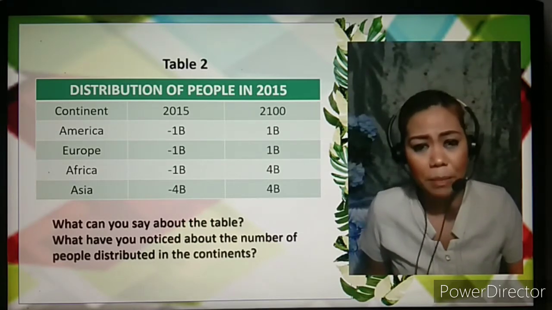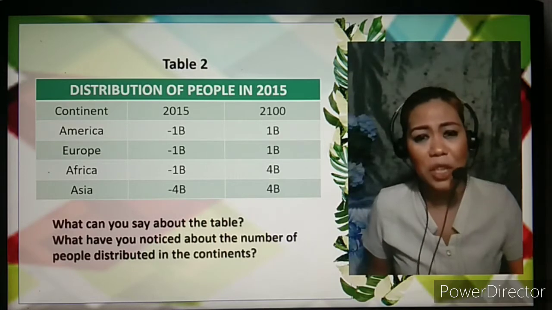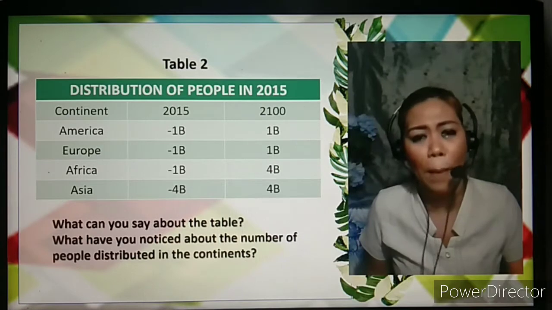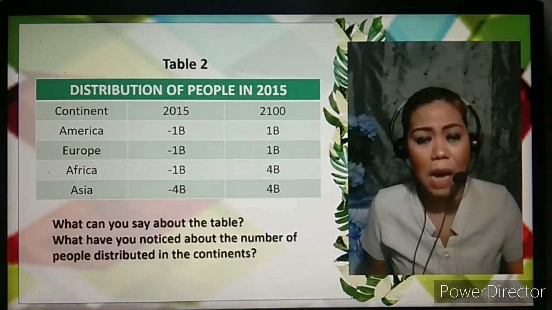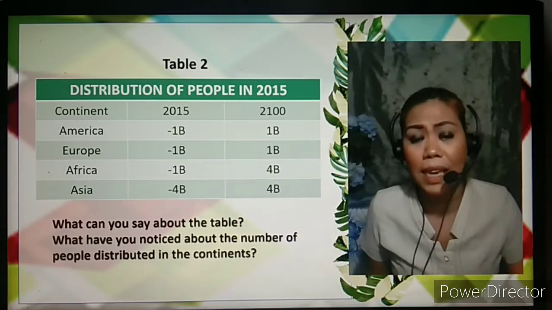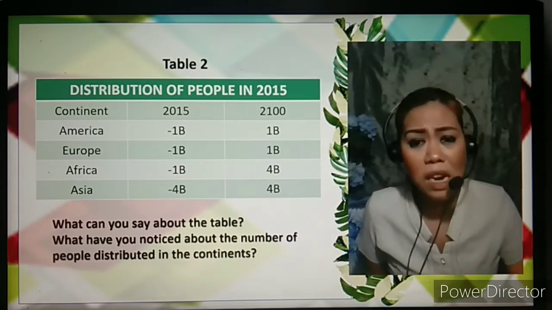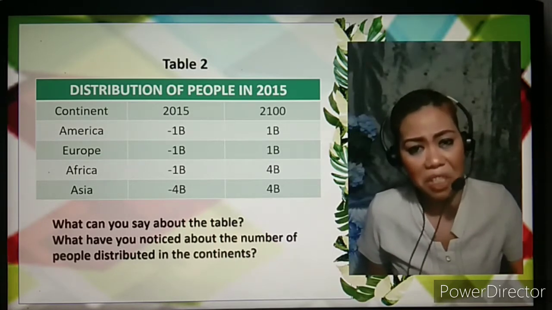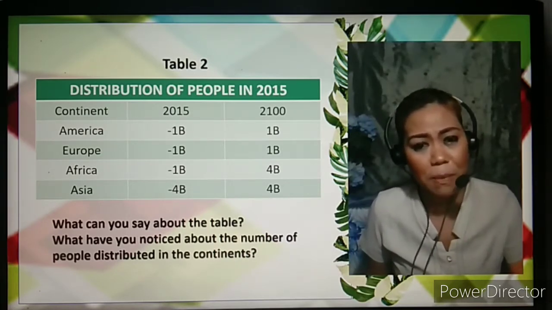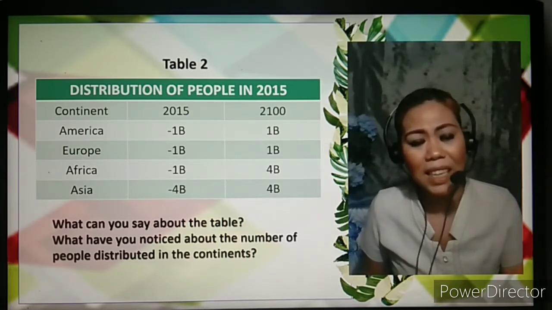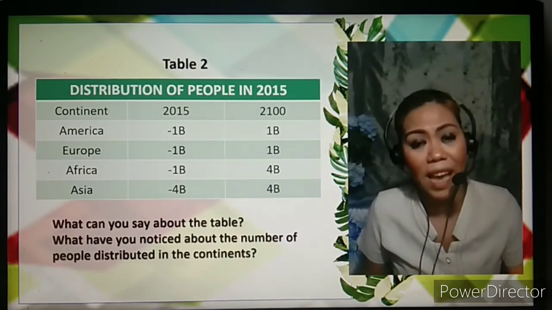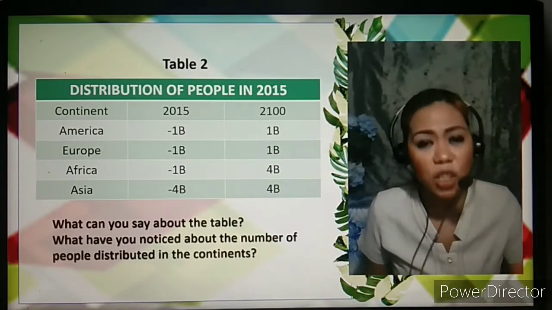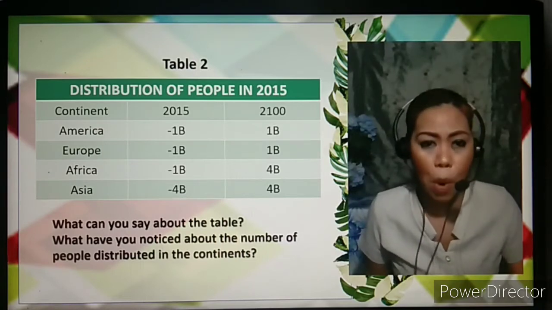In Africa, the distribution of people in 2015 is less than 1 billion. And it becomes 4 billion in 2100. So in Asia, the distribution of people in 2015 was less than 4 billion. But in 2100, it becomes 4 billion.